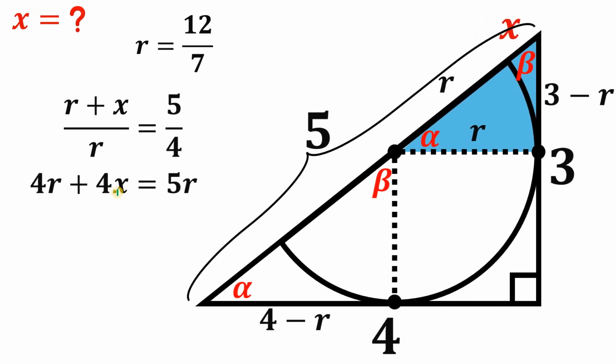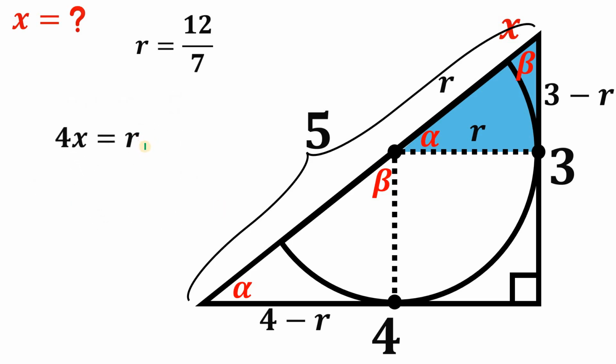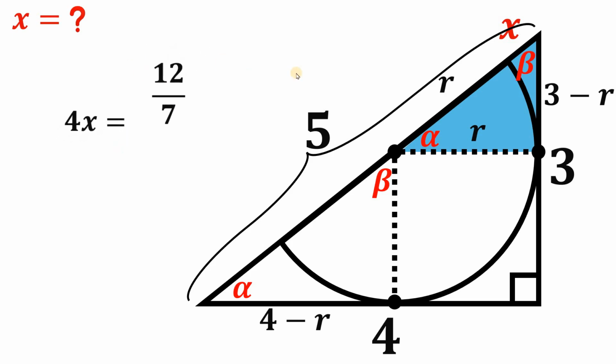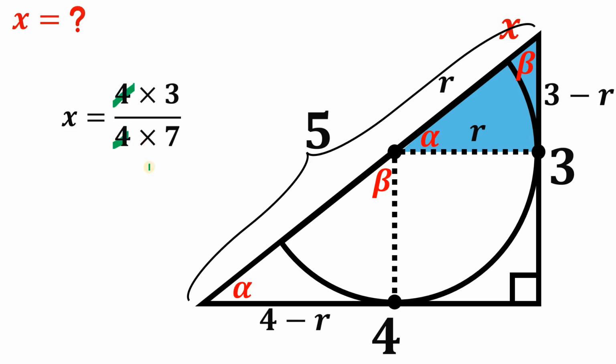Now, let's focus on this equation and simplify. Cross multiplying gives us 4r plus 4x equals 5r. Now, subtract 4r on both sides, and we get that 4x equals r. Now, we know the radius is 12 over 7. And now, divide both sides by 4 to get the value of x. Now, 12 is simply 4 times 3, so we can cancel out 4 in the numerator and 4 in the denominator. This simplifies to 3 over 7.